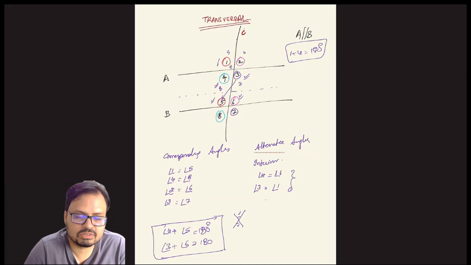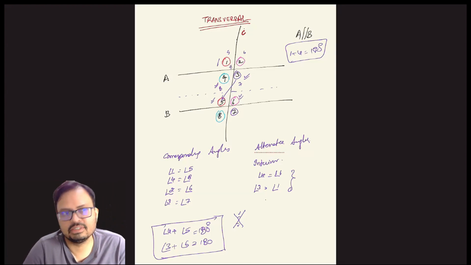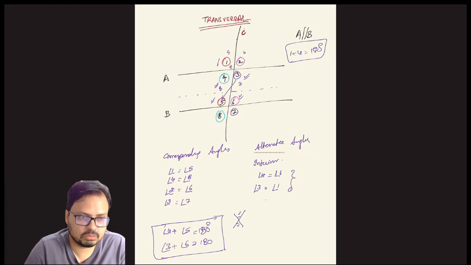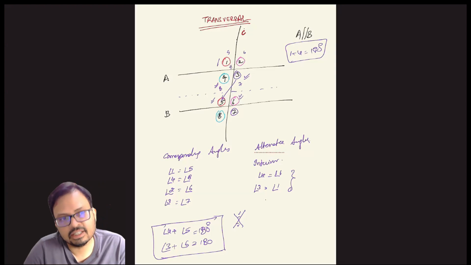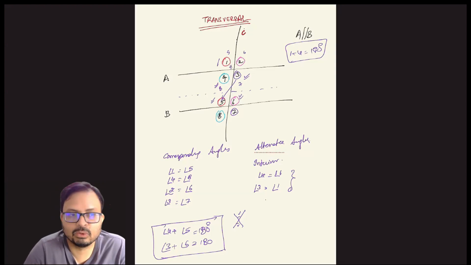Because transversal is a little tricky concept, I'm going to solve 1 or 2 problems on transversals in the next videos. But I hope you understood the concept behind corresponding angles, alternate angles, and linear pair, which is the reason why co-interior angles on the same side of the transversal add up to 180 degrees.